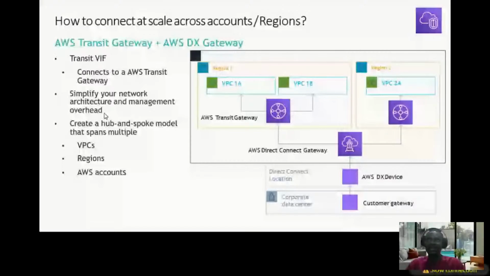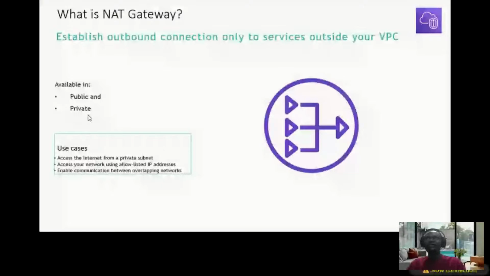So NAT gateway, as you know, is used to establish outbound connections only, from your VPC to outside. Use cases can be that you want to access the internet from a private subnet. You also want to access your network using allow-listed IP addresses, and enable communication between overlapping networks. Of course, that's where this comes in.